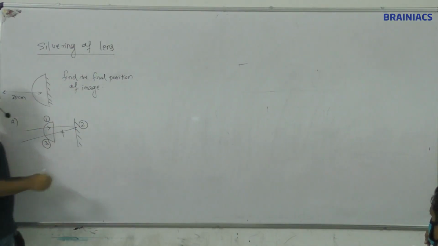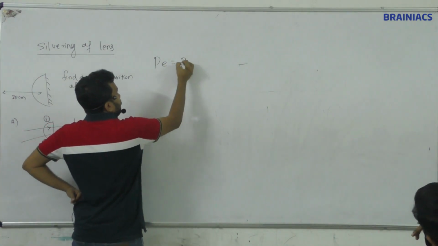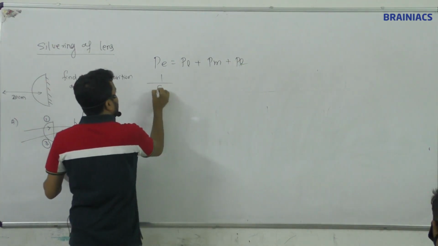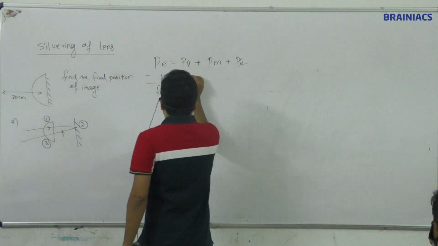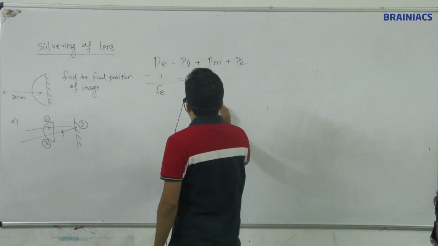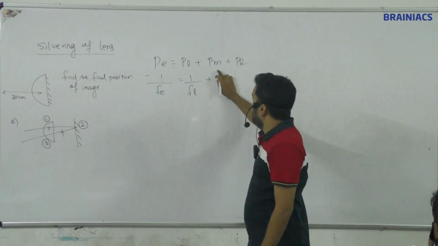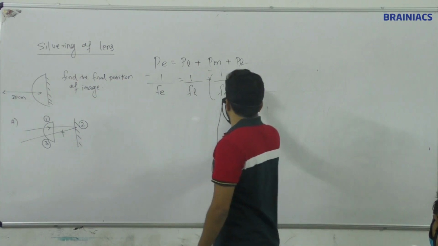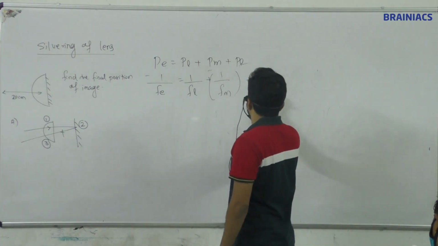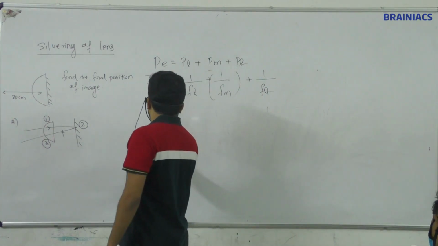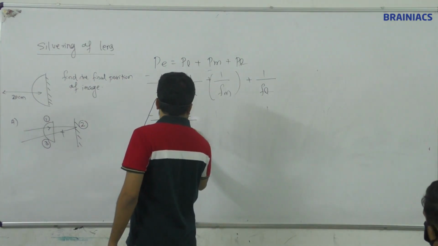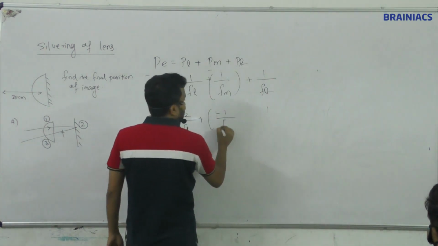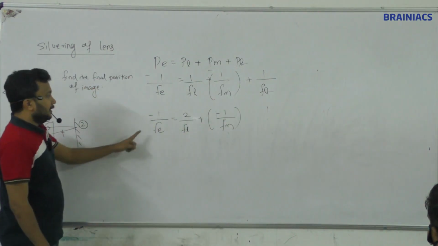Plano convex lens. Now total equivalent power is equal to P lens plus P mirror plus P lens. Total equivalent is 1 by Fe, minus power of lens 1 by FL, plus mirror. This is a plane mirror, so let me keep it as 1 by Fm. So minus 1 divided by Fe equals 2 by FL plus minus 1 by Fm. Next we will see what is FL.